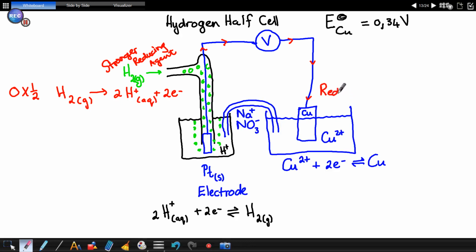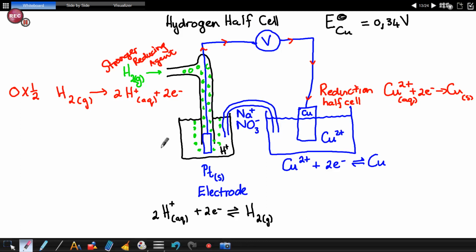Reduction will happen here. So this is the reduction half cell. Okay, this is then the oxidation half cell. The hydrogen half cell is the oxidation half cell. And the reaction is Cu2+ plus 2 electrons going to copper. Copper is a solid, copper 2+ is in solution. Are you following me? Okay.